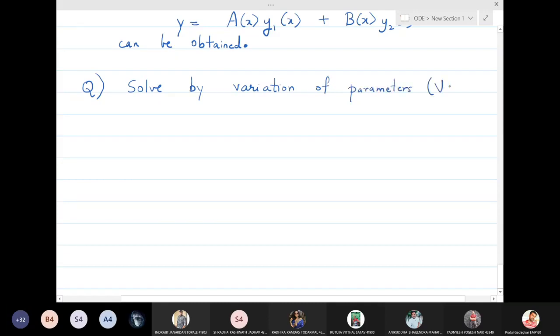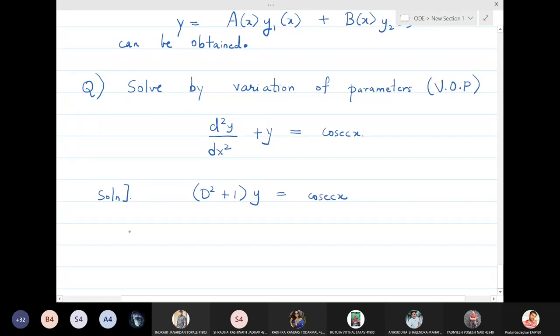Which is also called VOP. d²y/dx² + y = cosec x. Solution: this is (D² + 1)y = cosec x.